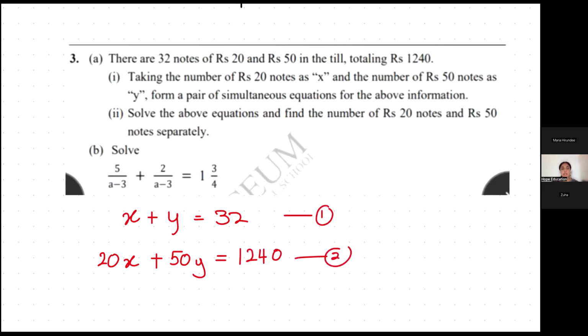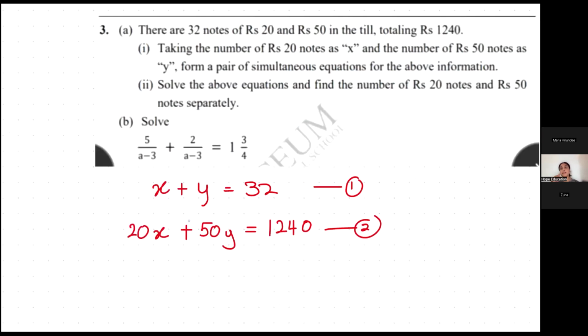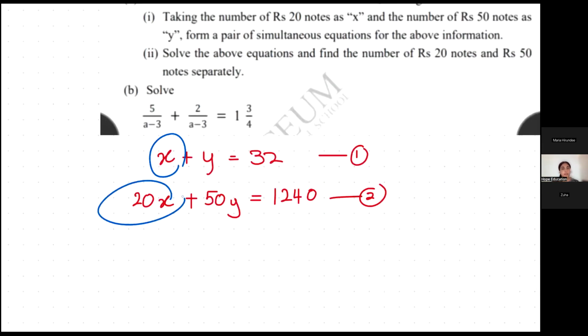Okay. Zuha, is it clear? Yes, teacher. All right. So first step is done. That is constructing the two simultaneous equations. Second step is checking if there is a common element. You have to form a common element. Here we have 20x and 20y, not common. If there are no common elements, we have to make common elements.